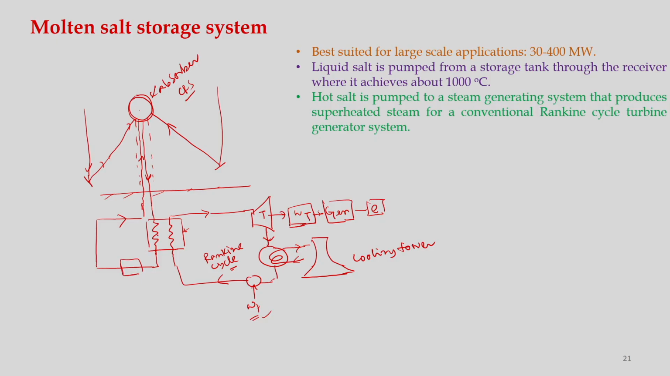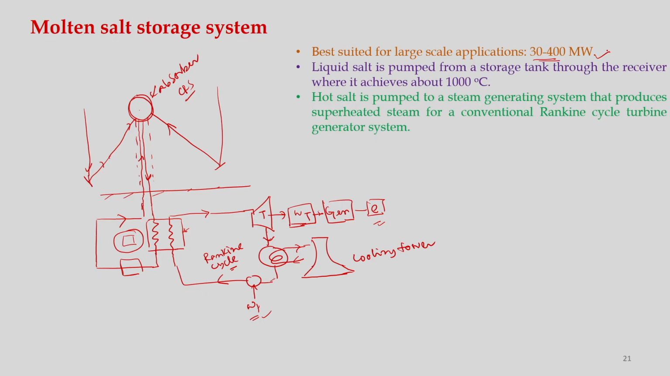Okay. So, if sometimes electricity is not being generated, or even though electricity is being generated, we have generated enough heat, then that can be stored in a storage system and utilized wherever required. Okay. So, that is best suited for large scale applications. As you can see, it is 30 to 400 megawatt.